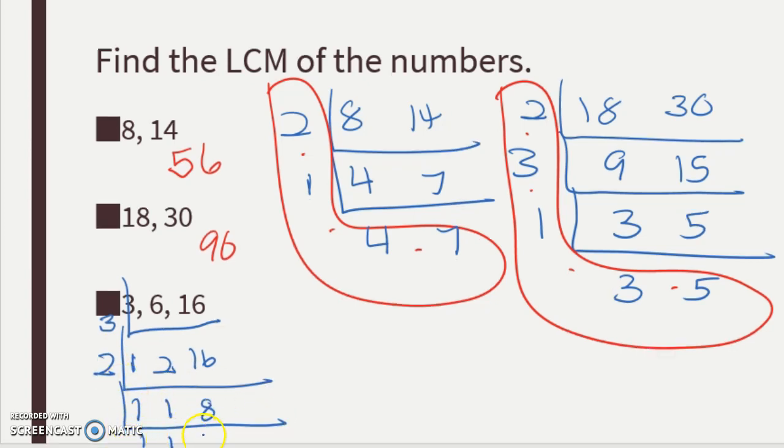And then I drop all my other numbers here. Multiply everything on the outside. 3 times 2 is 6. 6 times 8 is 48.